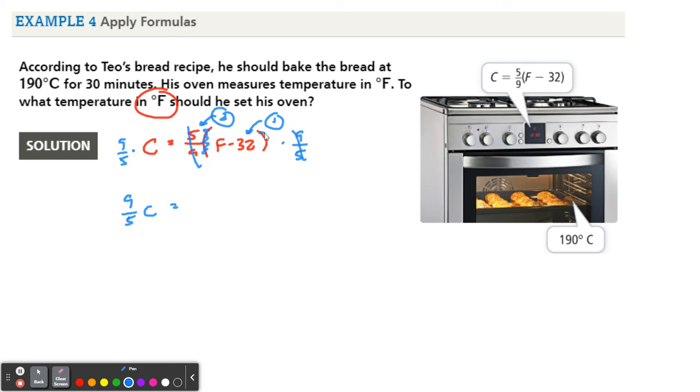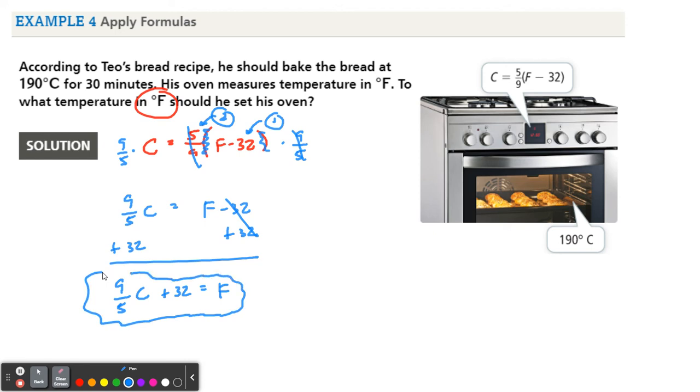That means these parentheses aren't needed, and the F minus 32 drops on down. And now to get F by itself, we're going to add 32 to both sides. Now this 9/5 cannot be added to the 32 because the 9/5 is attached to this C. So we're just going to write the 32 after it. So 9/5 C plus 32. That's going to equal F. And the 32's cancel. So here is our equation for temperature solved for F.